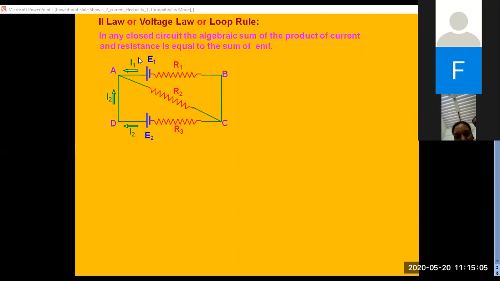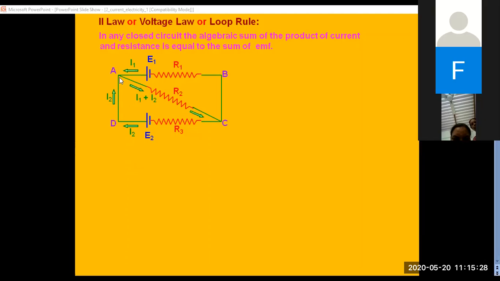Keep it clear. E1 current flowing is I1. E2 current flowing will be equal to I2. And always current will start only from positive. In the cell, the bigger line is positive, the smaller line is negative. The two cells we have, I'm indicating two currents, I1 and I2.